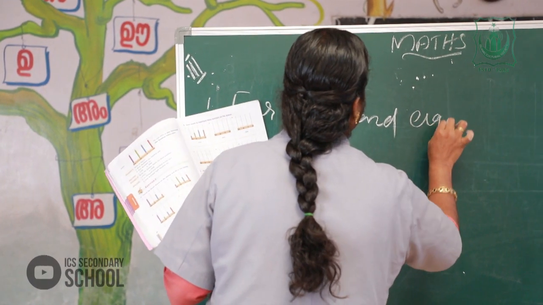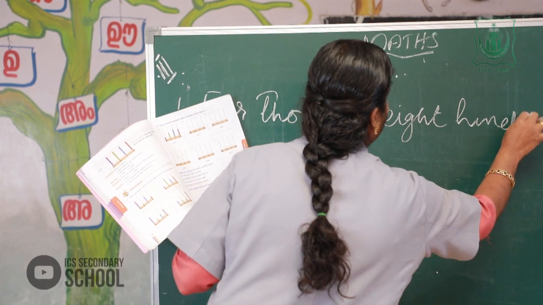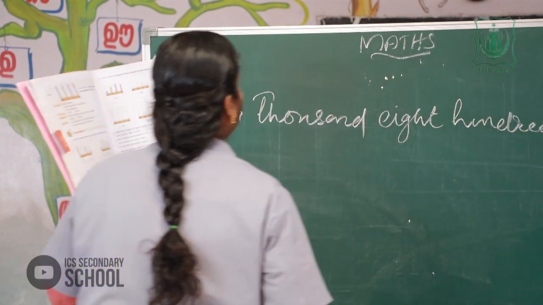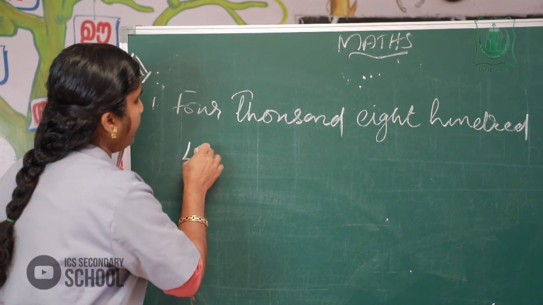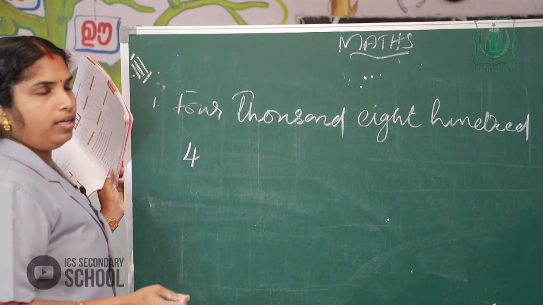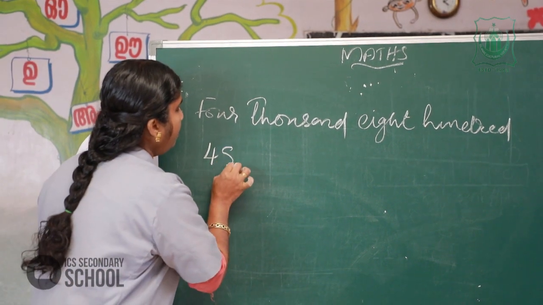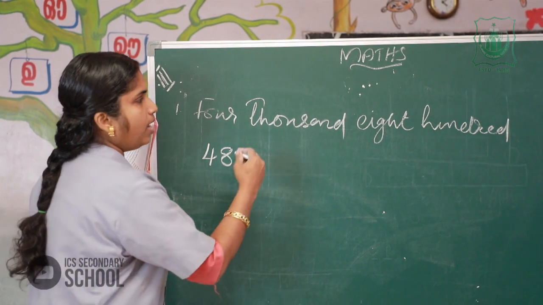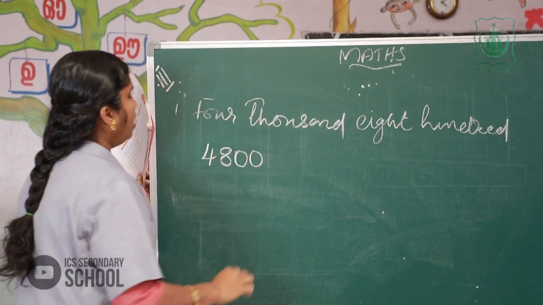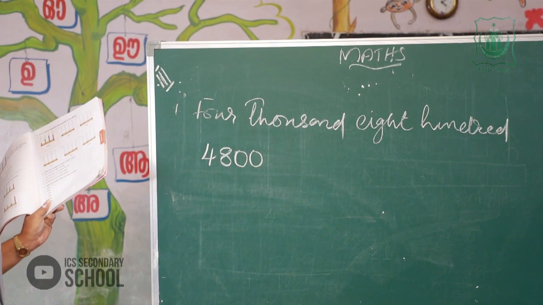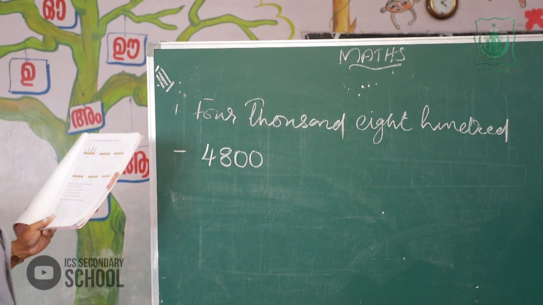4800. Okay, 4000: 4 in the fourth place. 8 in the 100 place. 0, 0. 4800. Okay, first one, 4800. Second one.